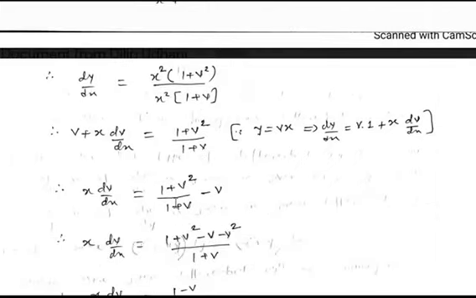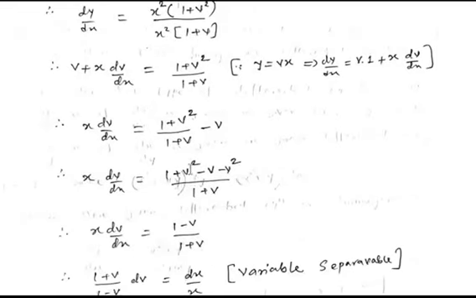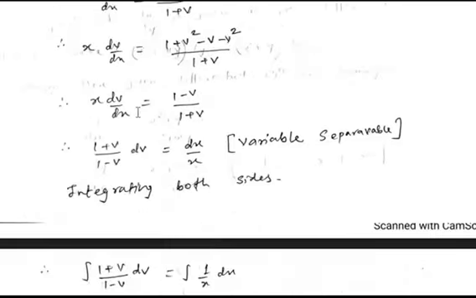Now we have to apply the concept of variable separable form. So x dv by dx equals (1 plus v square) over (1 plus v), taking v to the right hand side, so it will become negative v. Now taking LCM 1 plus v, it will become (1 plus v square minus v minus v square) divided by (1 plus v). So v square will cancel out, so in the numerator we have 1 minus v, and in the denominator we have 1 plus v. Now apply the concept of variable separable. With dv we will write down the function of v, and with dx we will write down the function of x. So cross multiplying, (1 plus v) over (1 minus v) dv equals dx by x.